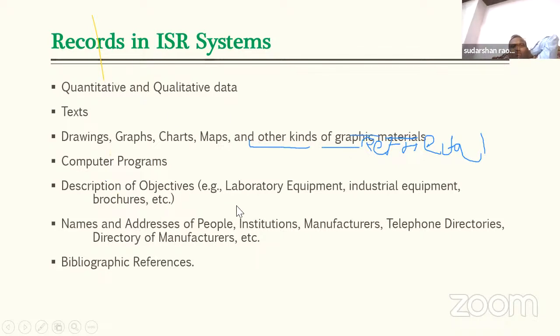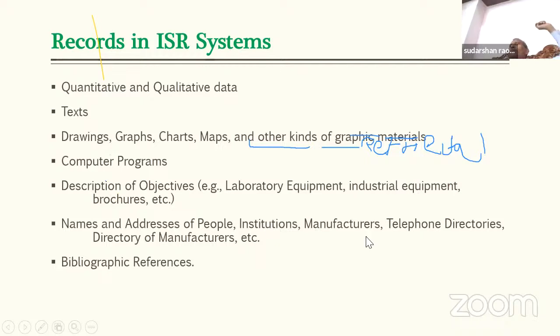Then, of course, sometimes you can also have some descriptive information about your laboratory equipment and your industrial products. Say, a fridge has come, or a new air conditioner has come. You can have a description about that. All those things can be stored: the description about the products, the description about the equipment. All those things can also be there.